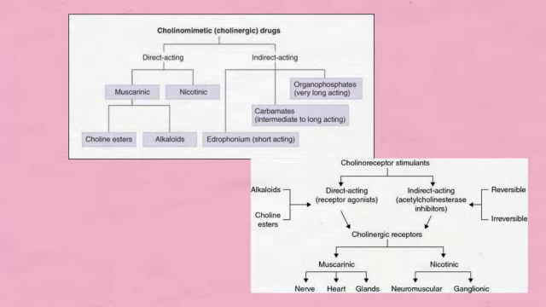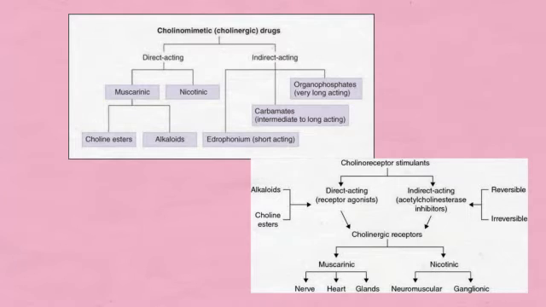One is the choline esters, which include acetylcholine and synthetic esters of choline, examples being carbachol and bethanechol. These are the names of the drugs in this group. The other group is the naturally occurring alkaloids, which includes nicotine and pilocarpine.